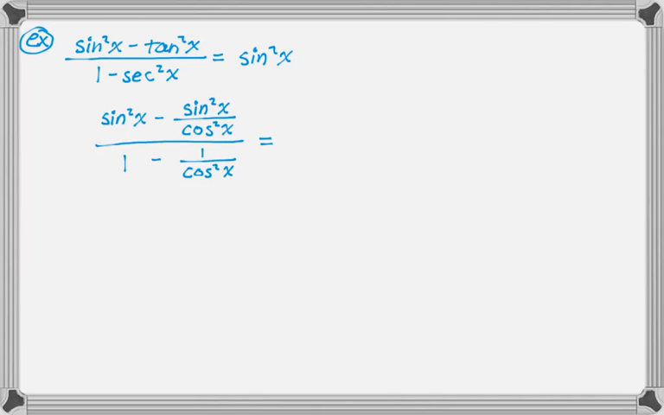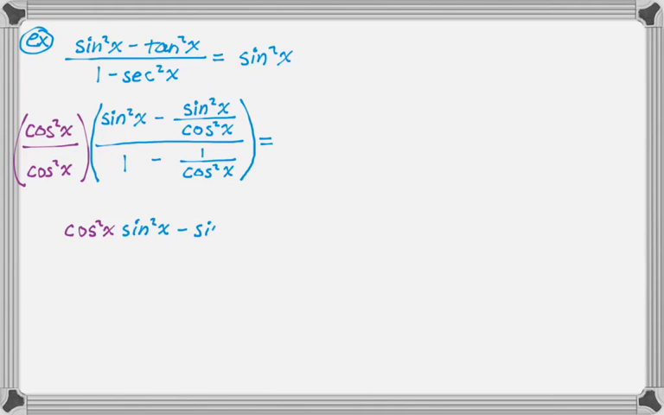So now at this point it looks like I kind of want to clear the denominator, so what I'm going to do is multiply everything I see by cosine squared over cosine squared, which is a clever form of 1, and I'm distributing it to everything. So this will give me cosine squared times sine squared, and then minus just sine squared, because the cosine squareds cancel there, and then just minus 1 because the cosine squareds cancel.